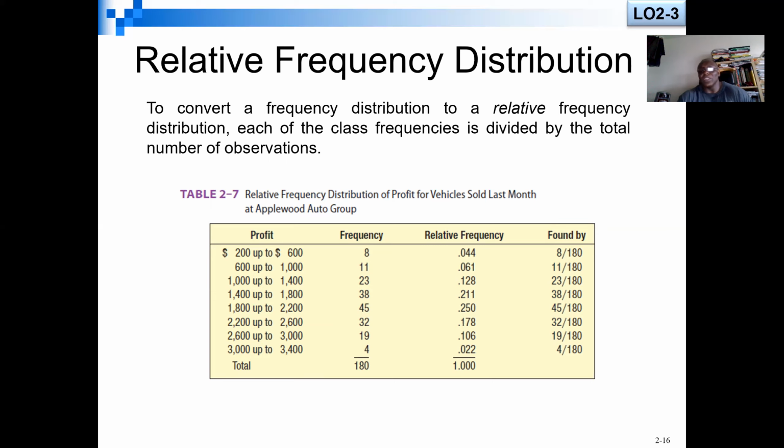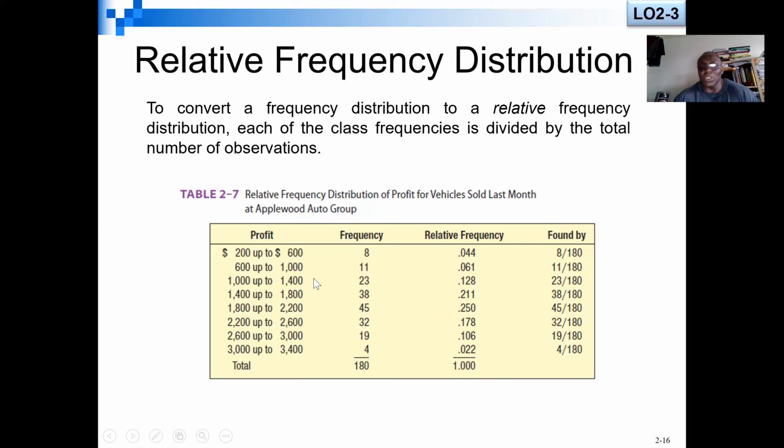Then how do we get relative frequency? Relative frequency is like a percentage or proportion. We divide each category by the total, and that gives us the relative frequency for each. When you add all the relative frequencies, you should get 1. So this is what we write: the first frequency is 8 divided by the total, 11 divided by the total, 23 divided by the total. And that gives us the relative frequency values.